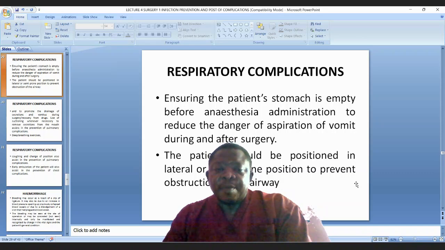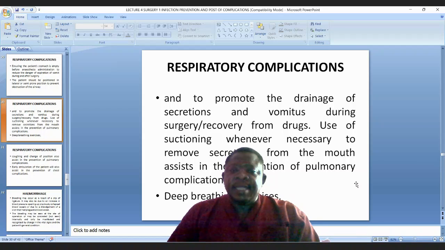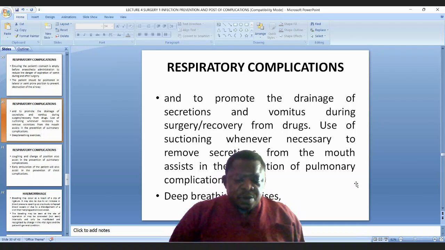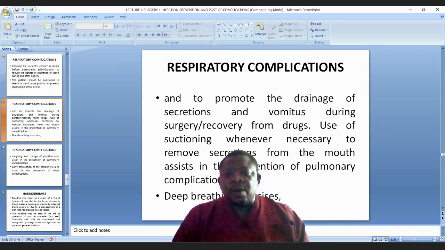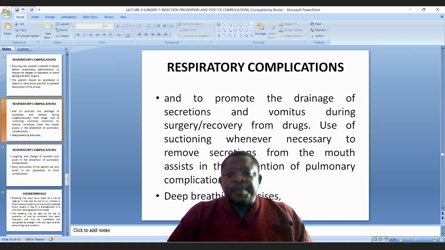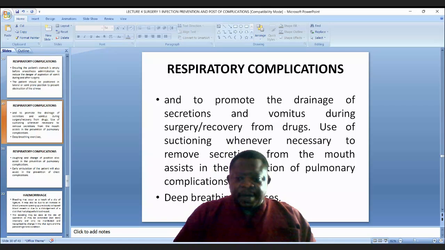And of course, it will promote drainage, as we have mentioned. Deep breathing exercises are also some of the exercises that you can encourage the patient to do post-operatively. Deep breathing will improve oxygen going to the tissues as the patient recovers post-operatively. So with that, we can now look at other complications that we see postoperatively.